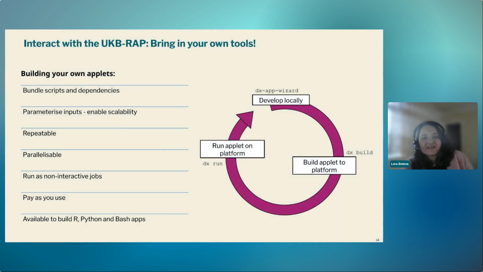And essentially, at the more advanced end of the spectrum, if you have complex multi-step analytical workflows, the RAP does have really great infrastructure for supporting that. So you can build applets that you can then deploy from your project area. Applets can be developed locally in R, Bash, or Python, and the DX app workflow allows you to bundle up your analytical scripts with any dependencies you might have, such as packages, libraries, tools, and then you can build the applet and deploy it within the cloud environment.